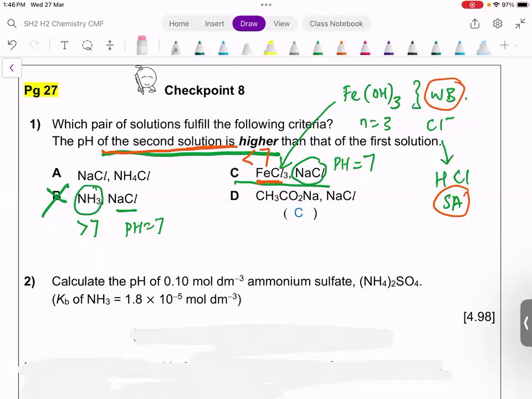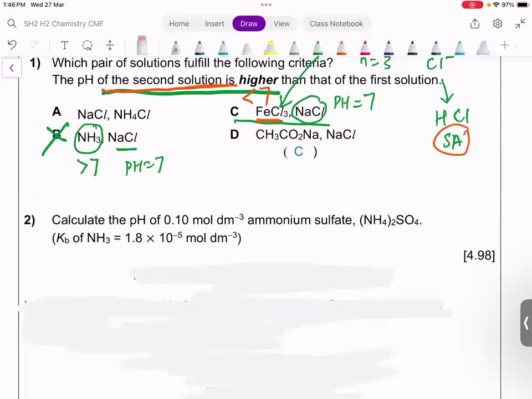Do you need me to explain anything else? Okay, I move on. So let's look at question number 2. There are 2 things to look out for. Of course, you recognize that you are looking at a salt, right? You are working with a salt. So this means that you need to check for hydrolysis.